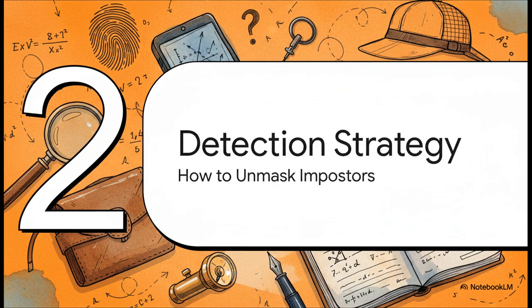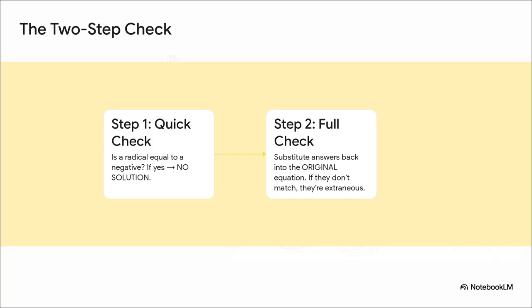Okay, so we know who the culprit is, and we know how they get in. So the big question is, how do we catch them? Well, the good news is there's a super reliable strategy. Think of it like a detective's toolkit that is going to work every single time. Here's your two-step interrogation process.